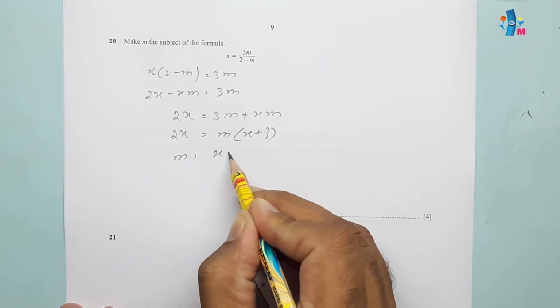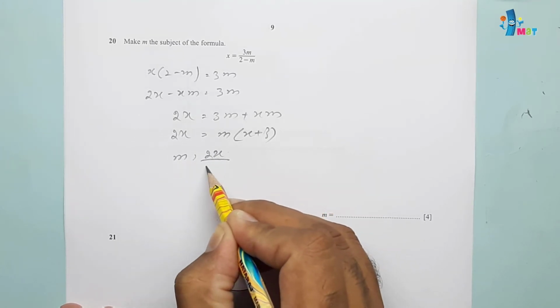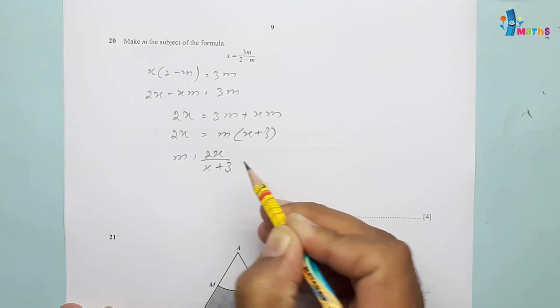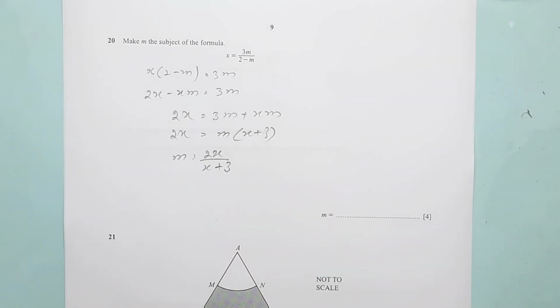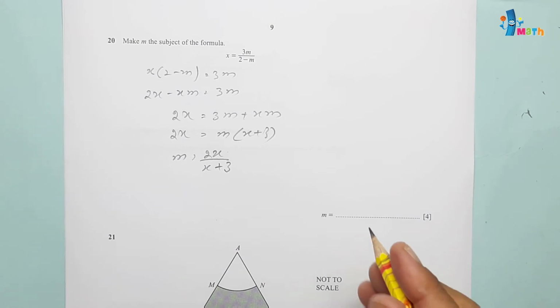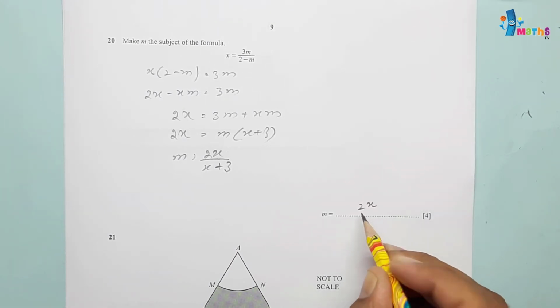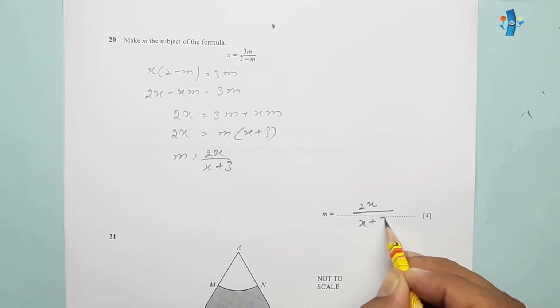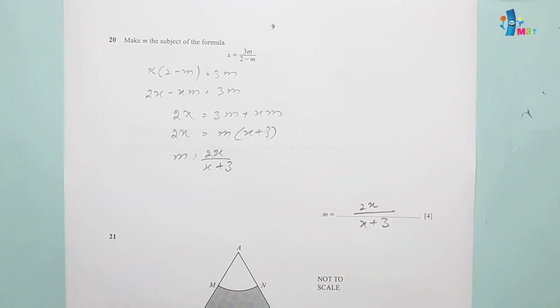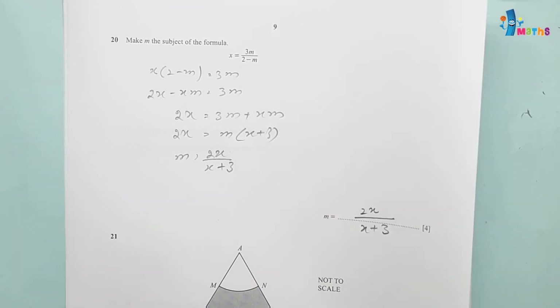so m is equal to 2x over x plus 3. This will be our answer, which we'll be writing on the proper location, which is this one, 2x over x plus 3. Now this next question is 21.